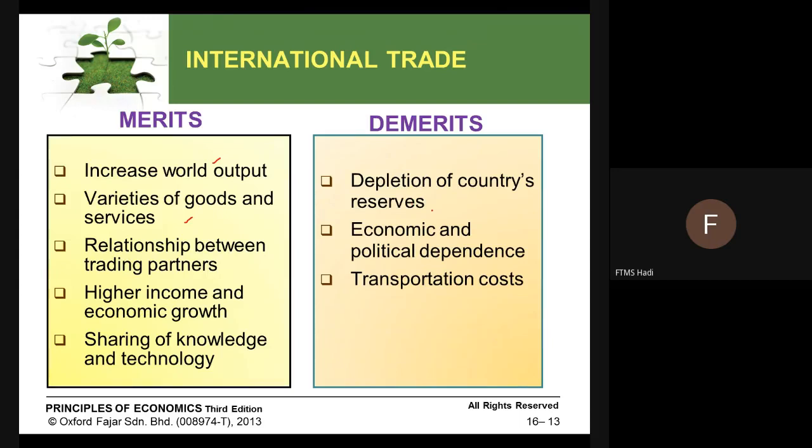But for disadvantages, here is depletion of the country's reserve. If there are too many exports, it will lead towards scarcity. If you learn in microeconomics, scarcity means a lack of resources. The second one, economic and political dependence. Like I told you earlier, the issue between Malaysia and North Korea. If the political turmoil is there, there will be no good for the two countries. And the last one, definitely transportation cost, because for most imports they sometimes use cargo or sometimes shipping. It will take a long time to deliver and it will sometimes be costly.